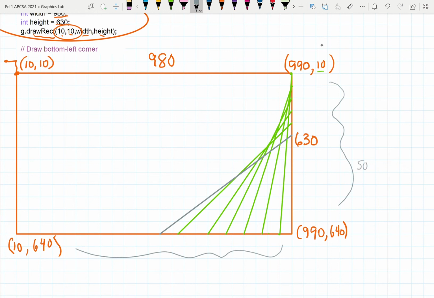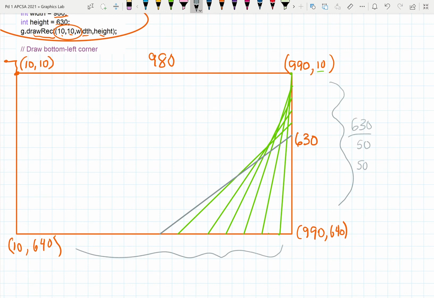So if I want to draw 50 lines, I would say, well, I'm going to split that 630 pixels so that I get 50 lines. So when I do 630 divided by 50, and it's not going to be a whole number, I am going to have to do some rounding here. 630 divided by 50 is 12.6.